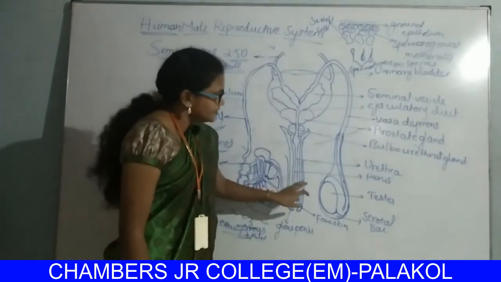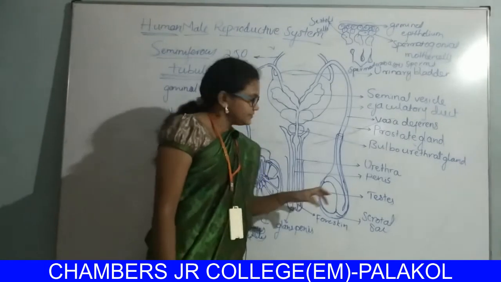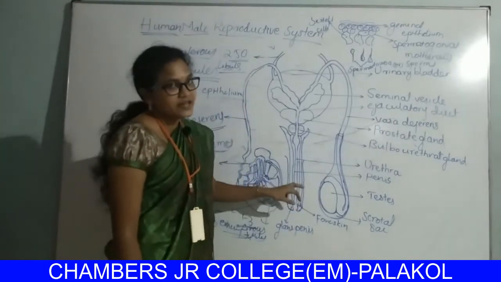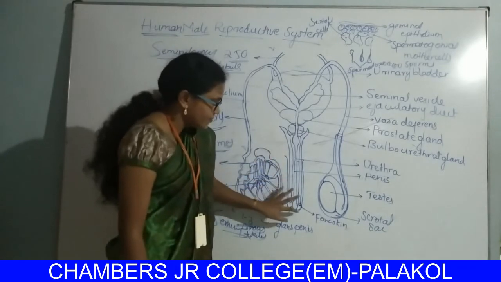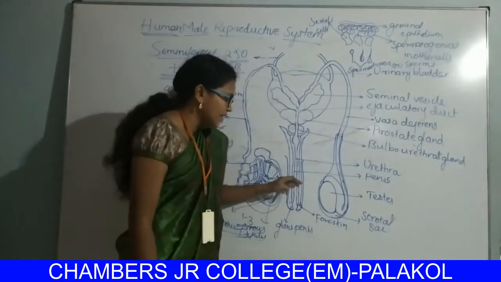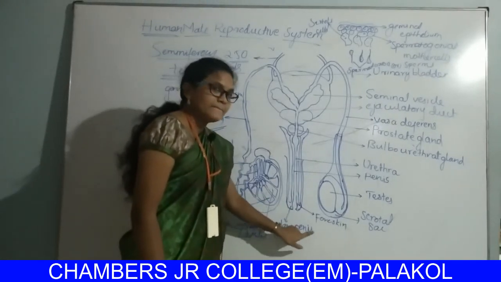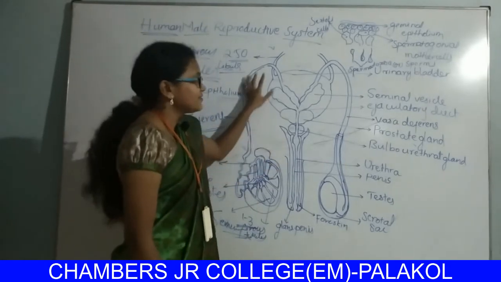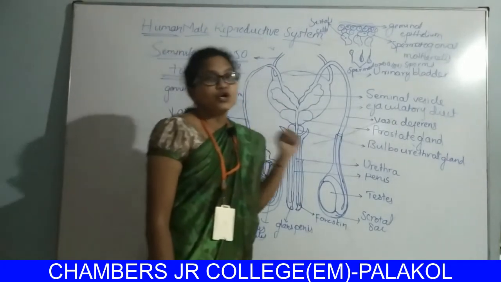The penis is the external genitalia. It is surrounded by a thin fold of skin called the foreskin. The end of the penis is called the glans. So this is about the male reproductive system of humans.